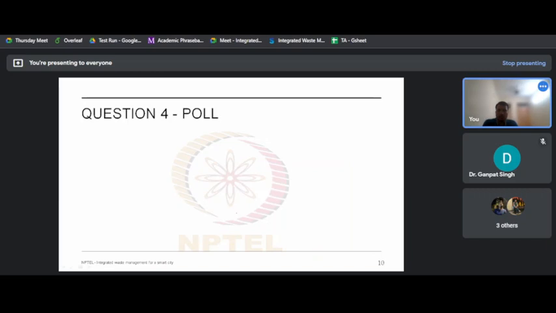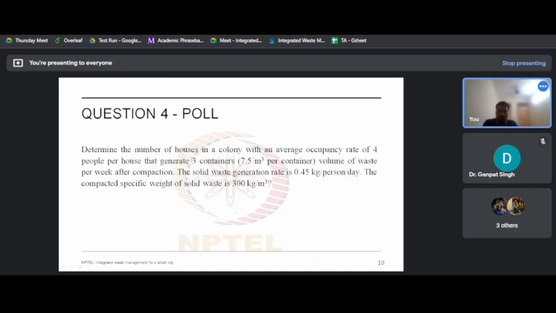Moving on to question 4. This is a poll, and this is also a numerical. Determine the number of houses in a colony with an average occupancy rate of 4 people per house that generates 3 containers, and the volume of each container is given as 7.5 per week after compaction. Waste generation rate is given as 0.45 kg per person per day, and compacted specific weight is 300 kg per meter cube. Given options are 425, 536, 200 and 150. I will drop a poll and try this out. I'll give you around 2 to 3 minutes for this, since this is a numerical.